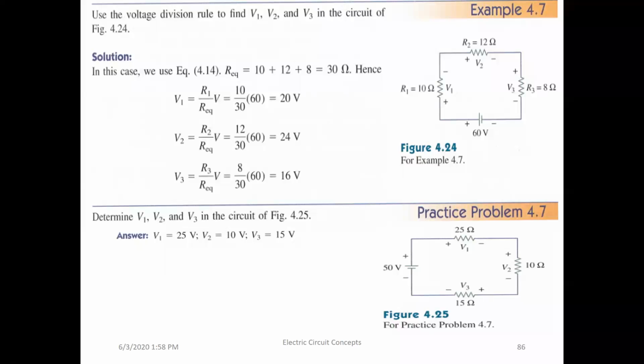Okay, use the voltage division rule to find V1, V2, and V3. Again, it's very similar to the previous one. The only difference is that we have 3 resistors here instead of 2. So we're looking for V1.